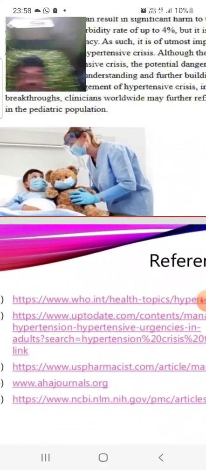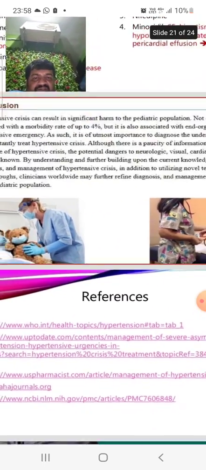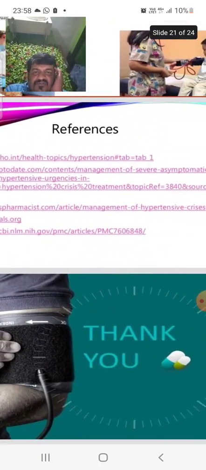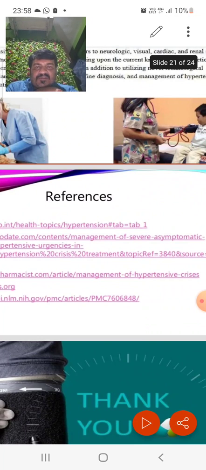So from where are we getting the references? Here are some of the references. You can see them easily here. If you want, you can take the references from this, and you can learn a little extra about hypertensive crisis from it.